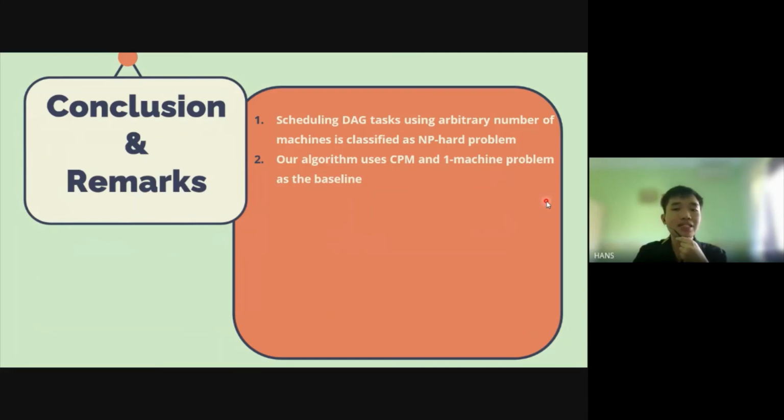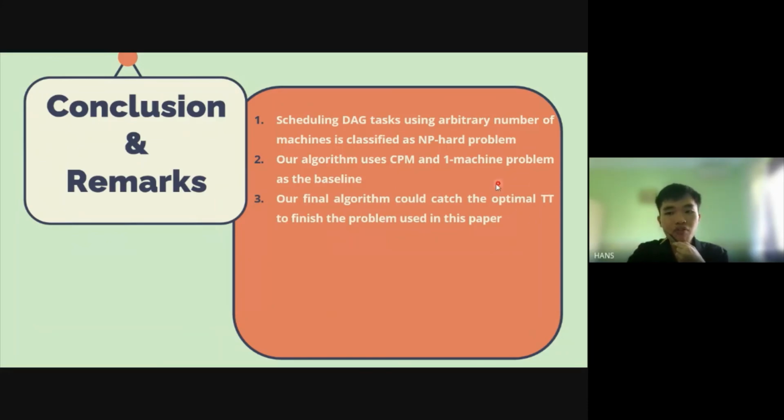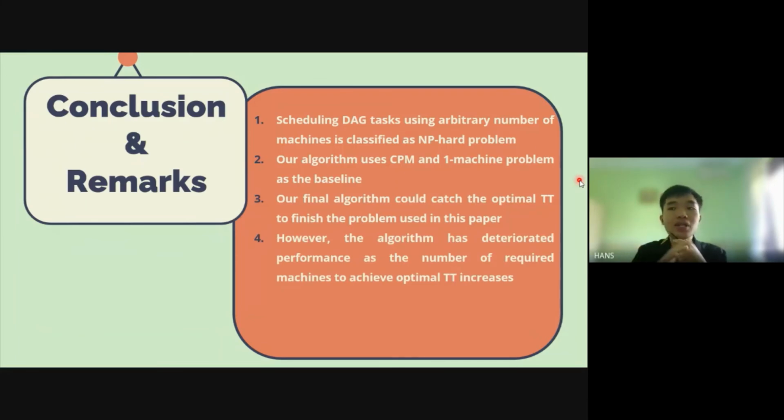And in here, we utilize the heuristic approach by considering the critical path method solution as well as the one machine problem for our baseline. And our final algorithm surprisingly could catch the optimal total time for the first problem, that naturally needs three machines to finish the jobs within the critical path method solution, but it has deteriorated performance once the number of required machines increases the total time. And it will be the next in line for our research to refine the algorithm further if we have time.